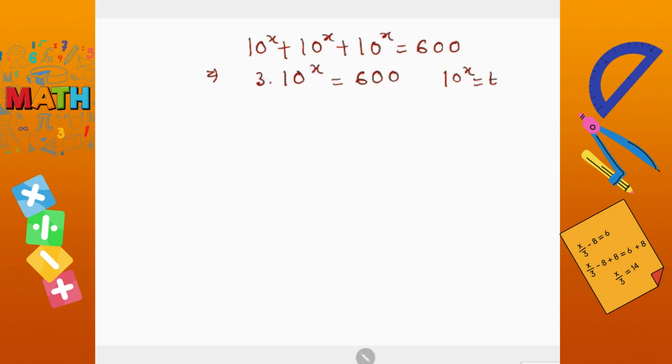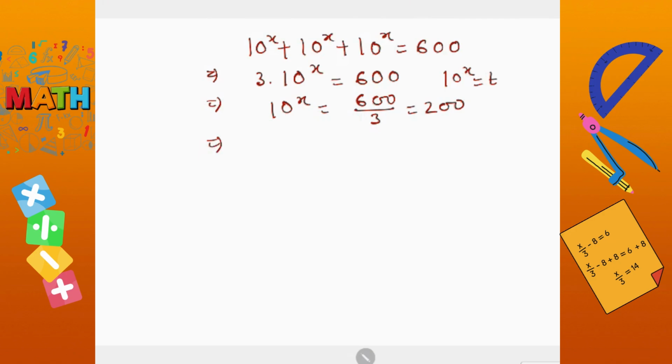You can also think about assuming that 10 to the power x is equal to t, so this becomes 3t, and then replace the value of t with 10 to the power x, so this becomes 3 into 10 to the power x. Now 10 to the power x is equal to 600 divided by 3, which is equal to 200.